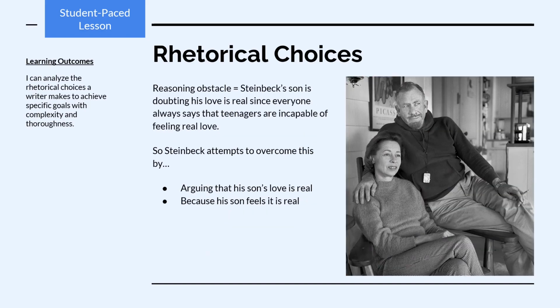Here's another example of a reasoning obstacle. Steinbeck's son is doubting his love is real, since everyone around him always says that teenagers are incapable of feeling real love. So Steinbeck attempts to overcome this misconception by arguing that his son's love is real because his son feels it that way.